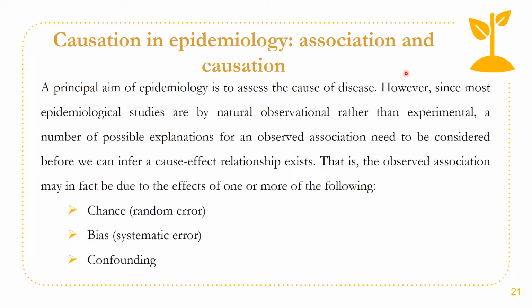Causation in epidemiology, and association and causation. The principal aim of epidemiology is to assess the cause of disease. However, since most epidemiological studies are by nature observational rather than experimental, a number of possible explanations for an observed association need to be considered before we can infer a cause-effect relationship exists. That is, the observed association may in fact be due to the effects of one or more of the following, like chance or bias or confounding.